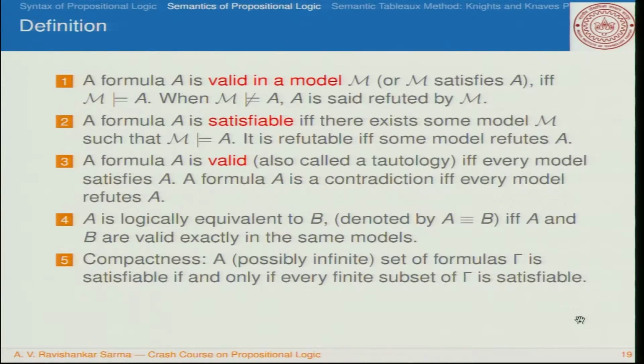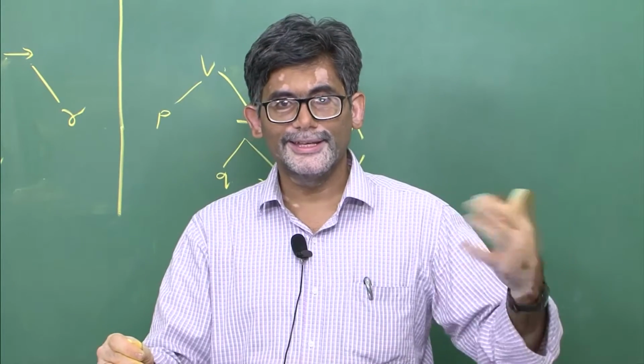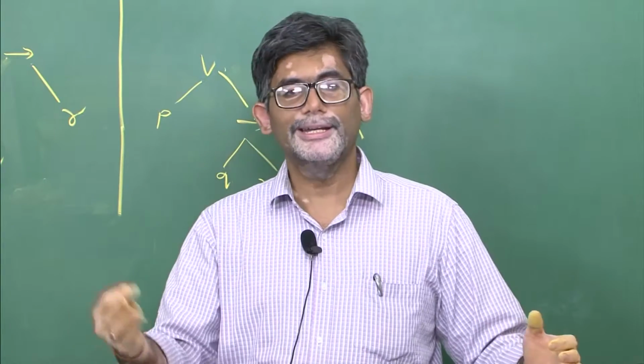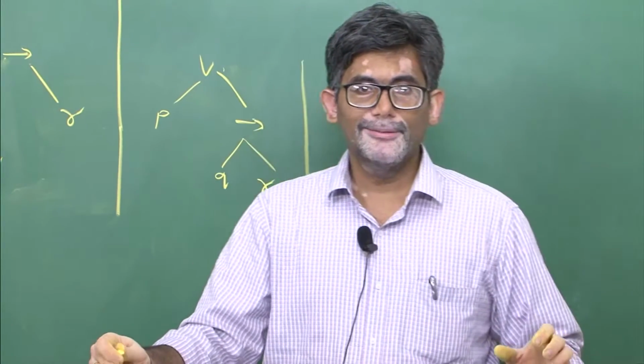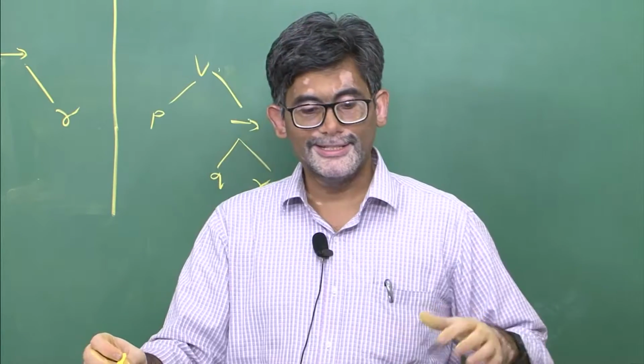We are interested in validity because all the validities are tautologies, and all the true statements are considered to be valid in propositional logic. A formula A is considered to be valid if and only if every model satisfies the given formula A, and a formula A is considered to be a contradiction if and only if every model refutes the given A. These are the things which we discuss either in the truth table or in the semantic tableaux method, which we will be talking about in the next lecture. Using the semantic tableaux method, we will be talking about all these things in greater detail.